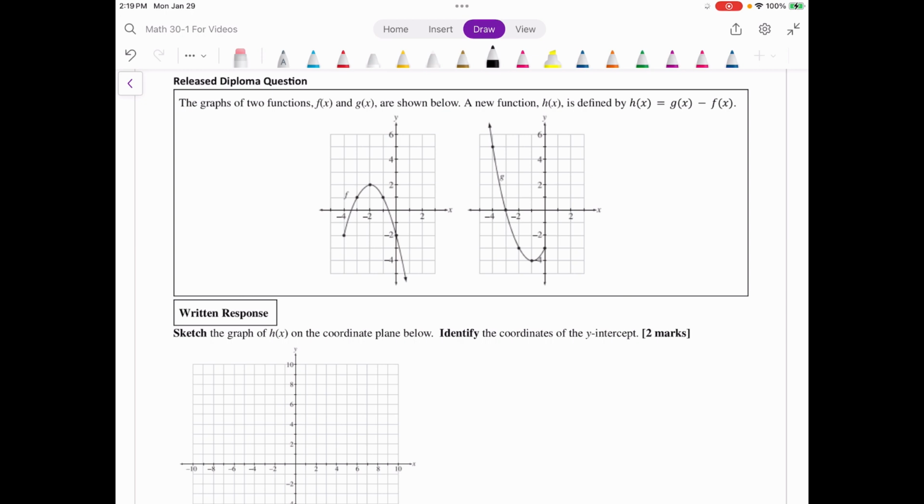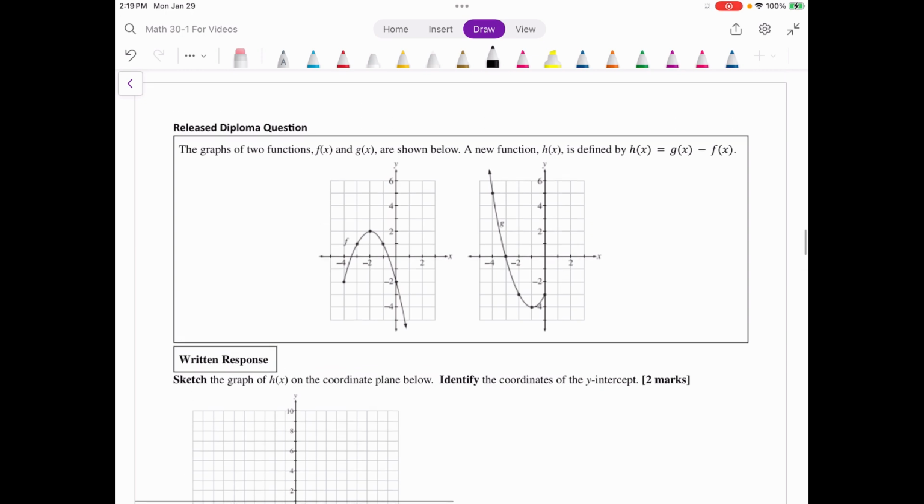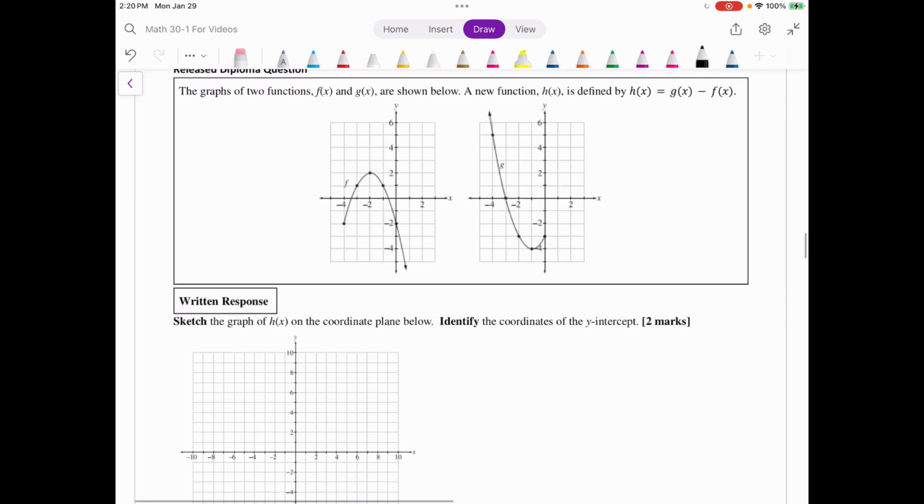Okay. Now a new function, h of x, is defined by h of x equals g of x minus f of x. So remember, when we take two functions and subtract them, really what we're doing is we're just making a new function, right? This had some rules, this had some rules, and now the new rule is that we take those two and subtract them. So h of x is just some new function. Now we don't have an equation for g of x, we don't have an equation for f of x, but we've actually got something even better.